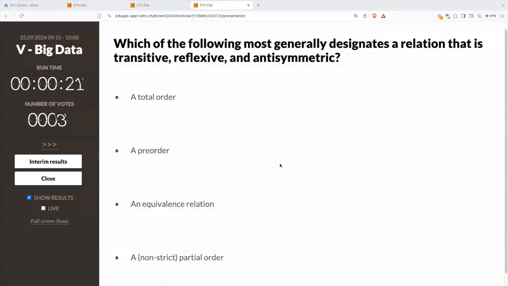Transitive means that if A is in relation to B and B is in relation to C, then A is in relation to C, that's transitivity. Reflexive means that A is always in relation to itself, to A. And anti-symmetric means that if A is in relation to B and B is in relation to A, then A and B must be equal. That's anti-symmetric. So if it's all three of that, is it a total order, a pre-order, an equivalence relation, or a non-strict partial order?